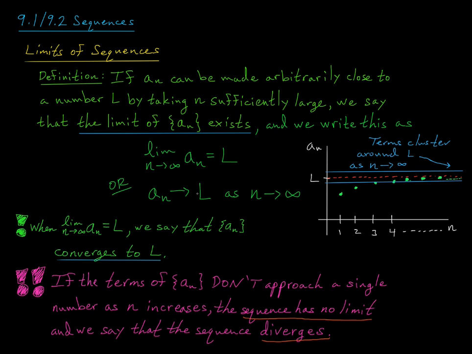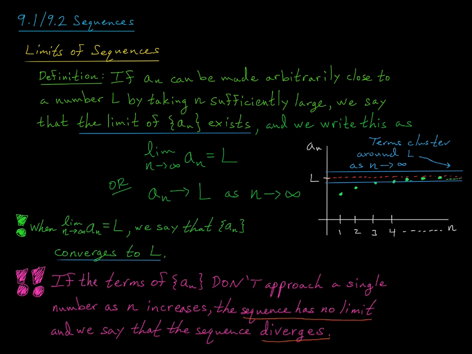And sometimes we'll also use this notation. This says a sub n approaches the number L as n approaches infinity. Okay, so now when the limit of a sequence exists and it equals the number L, we say that that sequence converges to the number L. Now the intuitive idea behind convergence, as you can see in the figure here, is that the terms of a sub n cluster around this number L as n approaches infinity.